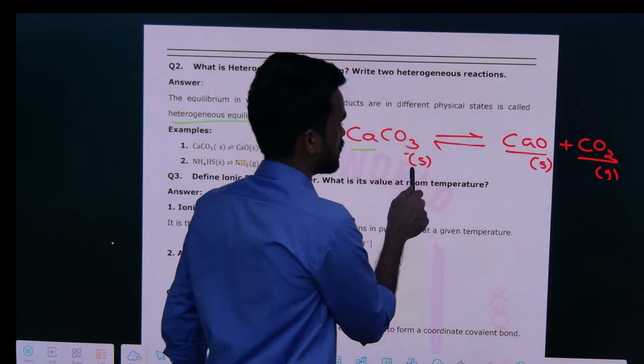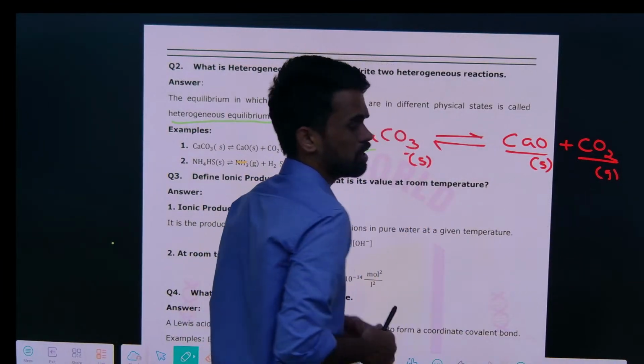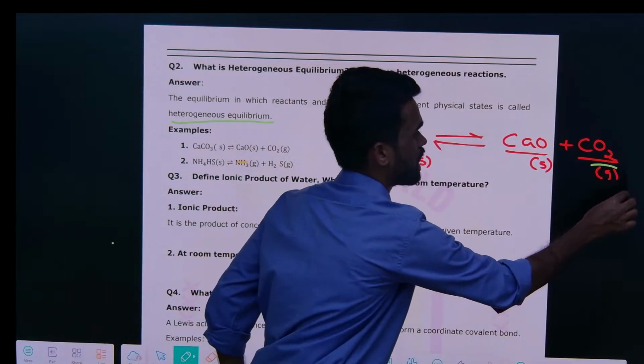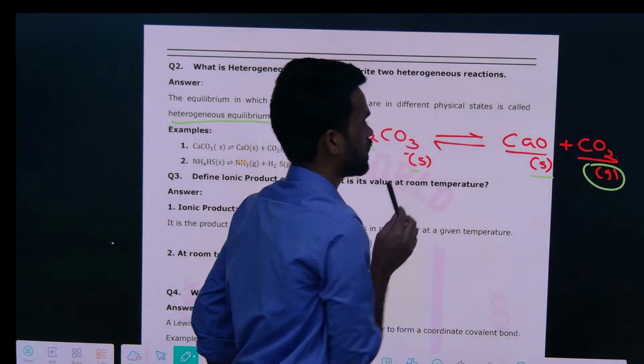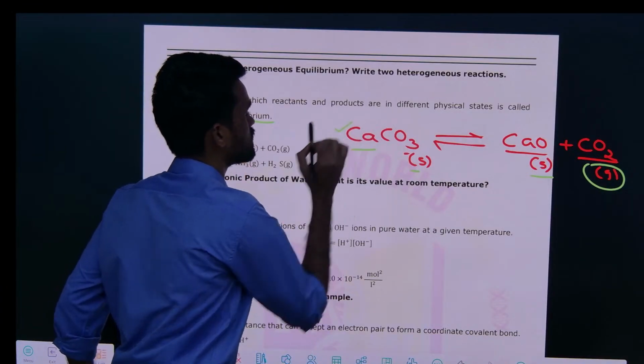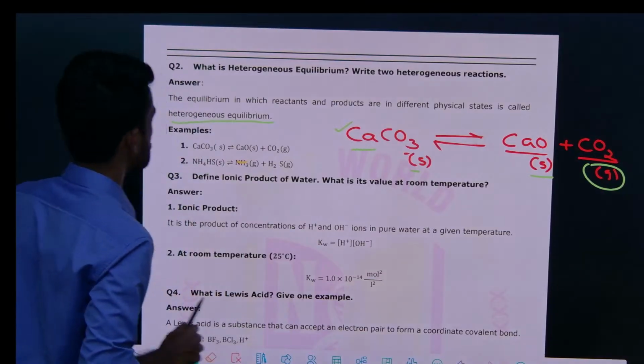See, these reactants and products do not all have the same physical state. This one has a gaseous physical state, while the remaining two have solid forms right now. So you can say this is a heterogeneous equilibrium reaction. That's it. So this is how you need to mention.